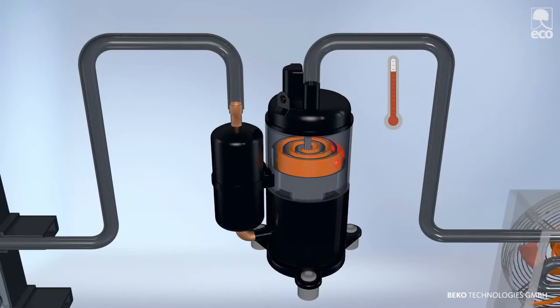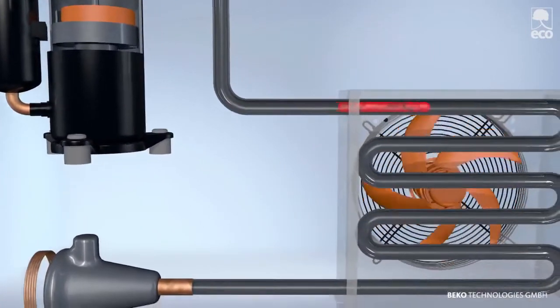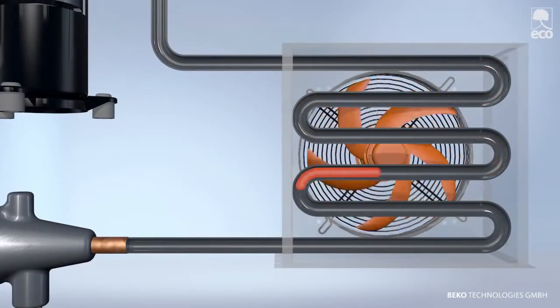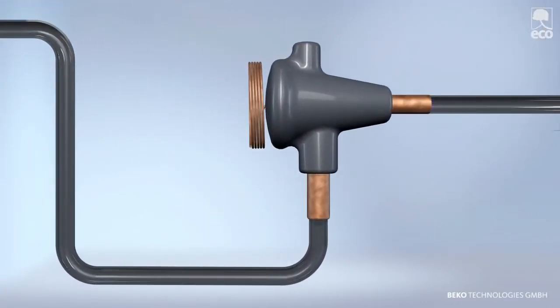The higher pressure generates heat. The gas must first be cooled. It thereby condenses back into liquid. Liquid, but still under high pressure, the refrigerant expands in the expansion device.